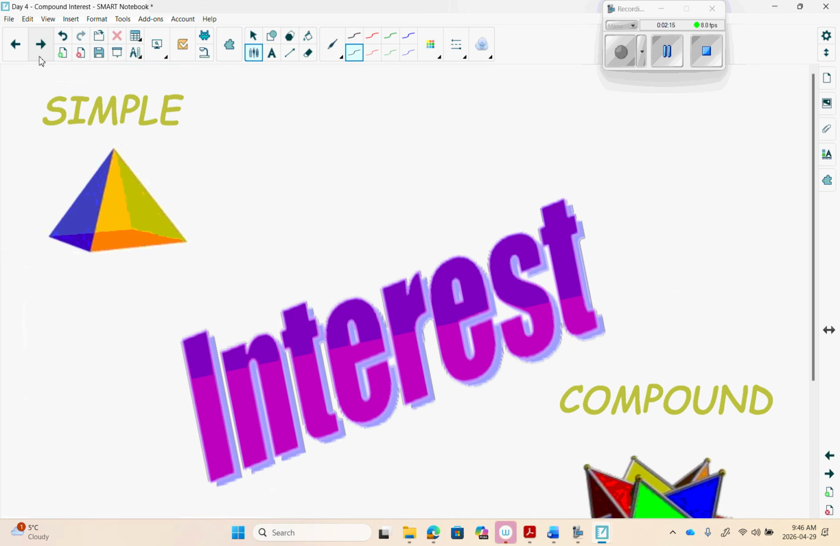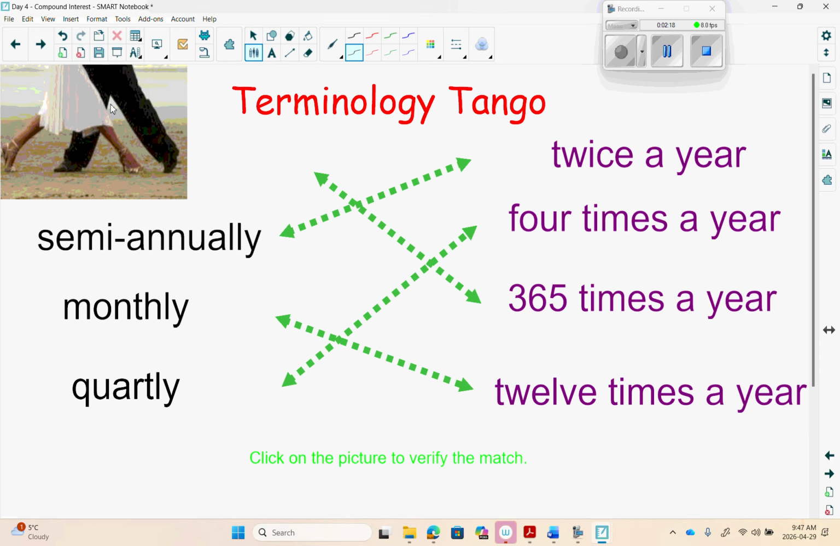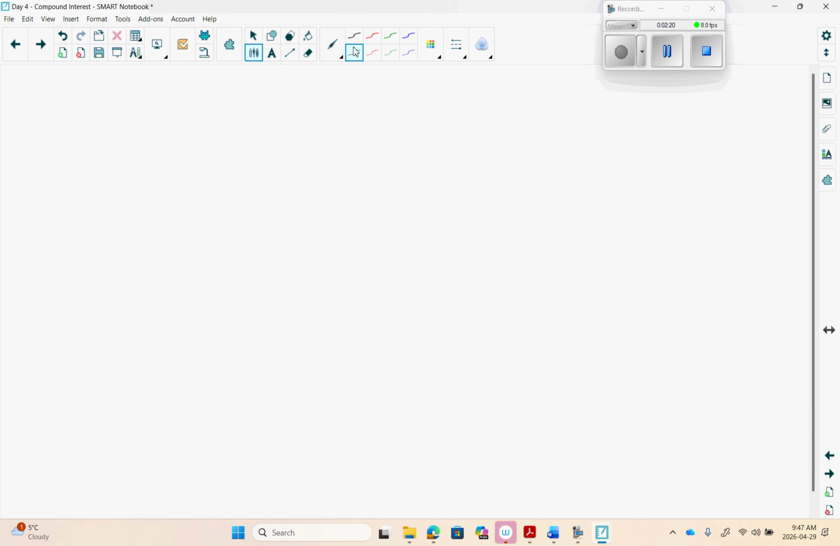I'll scroll ahead to this terminology tango. I'll just write them down. So if it says it is compounded, let's go with daily. We'll start at the top. How many days are there? 365, so n would equal 365. If something is compounded weekly, n is equal to 52 weeks in a year.